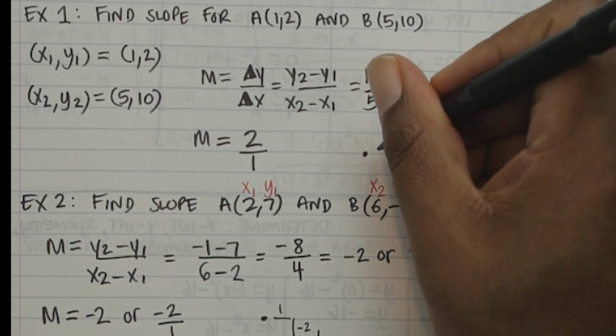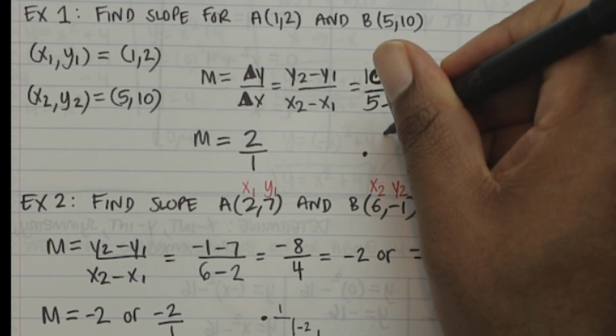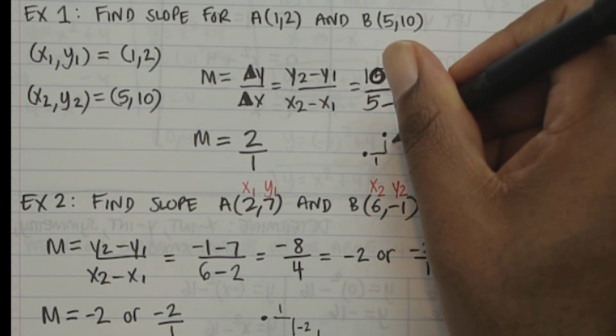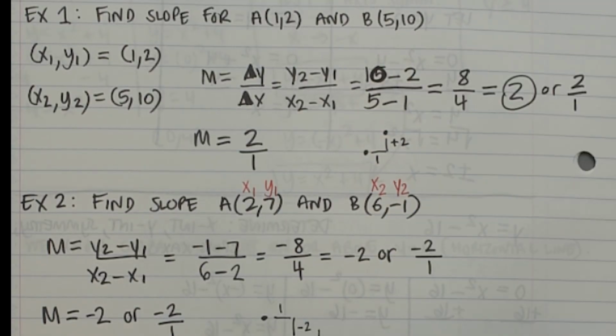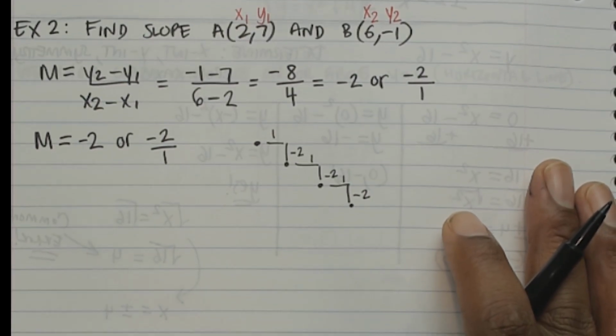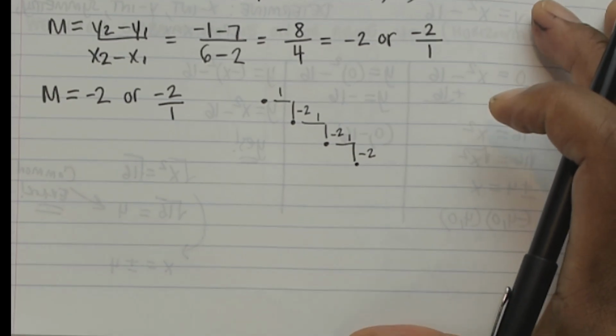If this is the starting point, you're going to go over 1, up 2. So over 1, up 2, and that's an increase of a positive 2. Okay, so that's how you get to understand the slope. Now, positive slope rises from left to right. Negative slope falls from left to right.